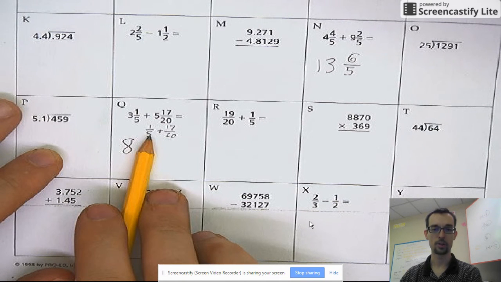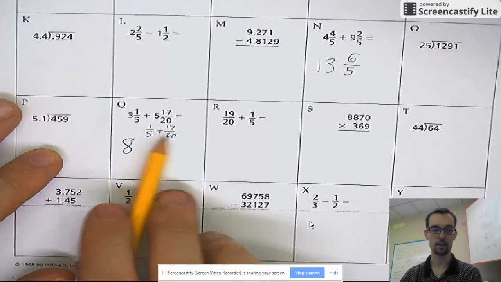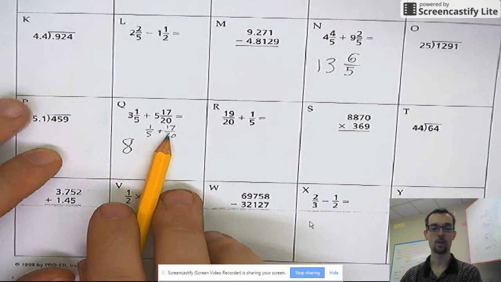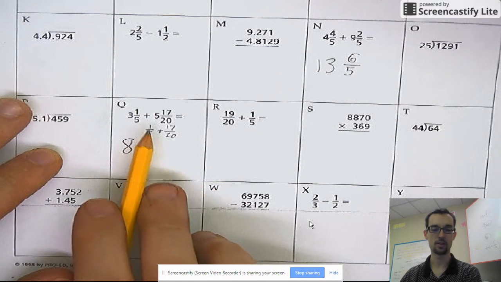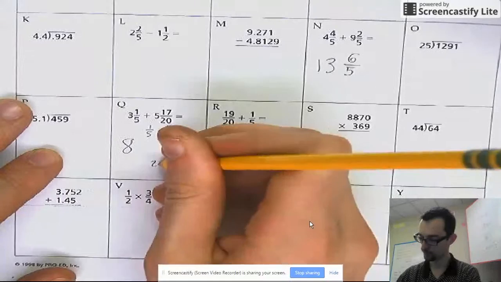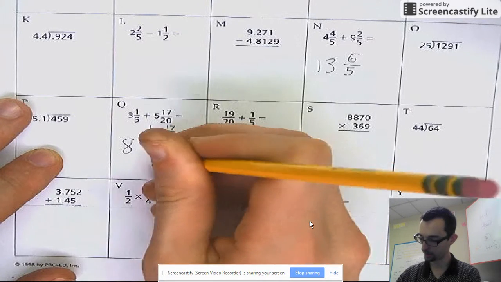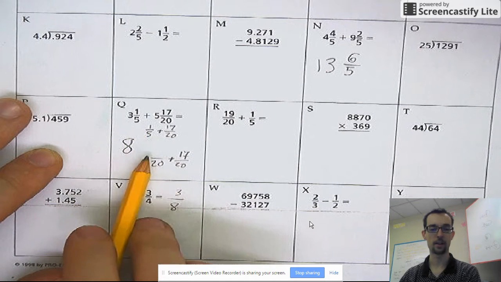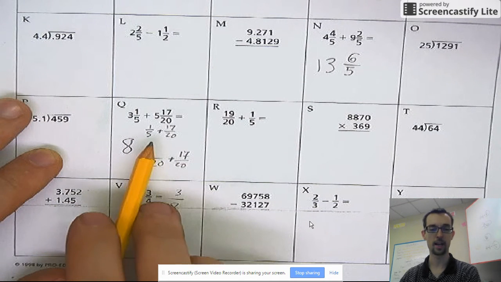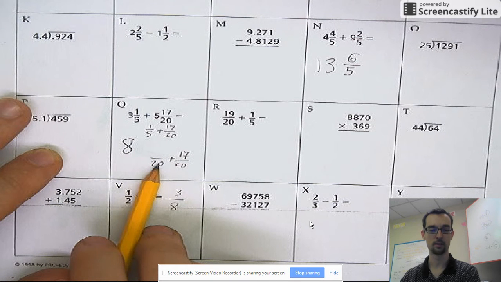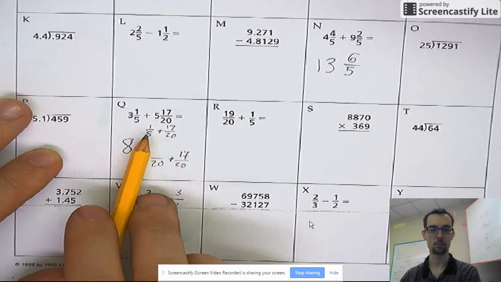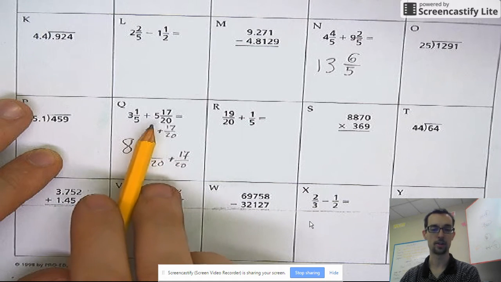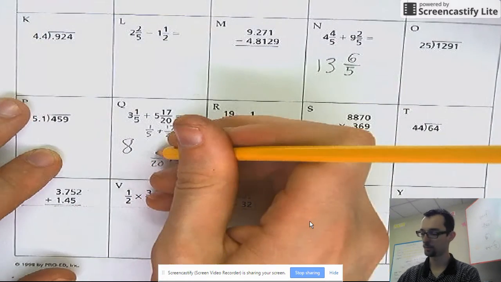So I'm going to look for something that both of these numbers go into, and they both go into 20. 5 goes into 20, and 20 goes into 20. So I'm going to convert this one into something over 20, and this one already is 20. It's 17 over 20. So 1/5 is how many 20ths? Well, what do you have to multiply the 5 by in order to get to 20? You have to multiply by 4. Whatever that number is, you multiply the numerator by the same thing. So 1 times 4 gives me 4.